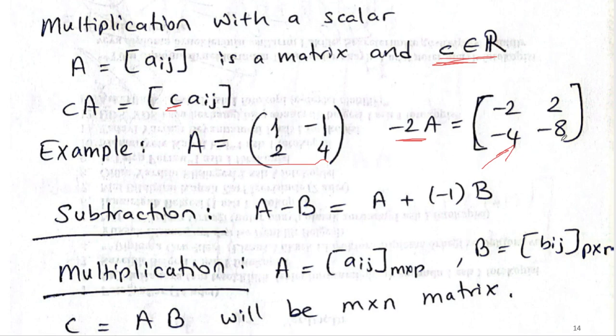Next, subtraction. In subtraction, actually it is identical to the summation operation. There is not much difference because subtraction is also summing A and B multiplied with the -1. Actually, this is also a summation operation, but we have -1 multiplied with B.